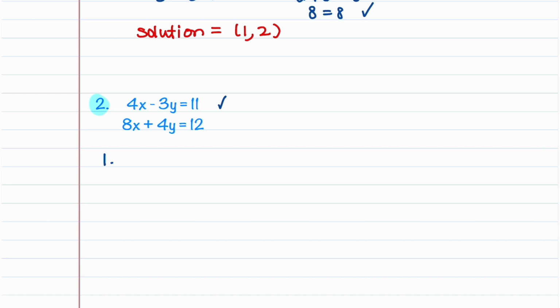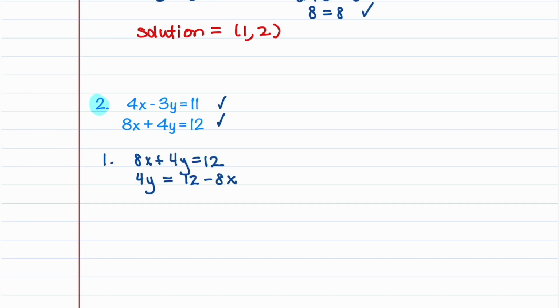Let's now look at the second equation. If we solve this equation for x, we would get a fraction because we would have a 12 divided by 8. But if we solve that equation for y, we would not get a fraction. So that's what I'm going to do. I'm going to solve that equation for y. So I'm going to write down 8x plus 4y is equal to 12. And let's isolate the 4y on the left. So we have 4y is equal to 12 minus 8x.